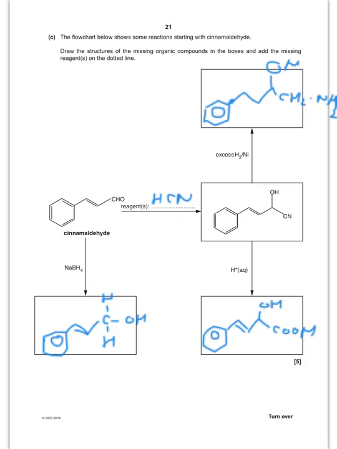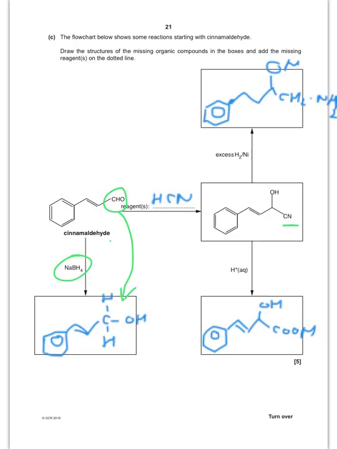Okay, so another page where we have to fill in the compounds. So this is all from synthetic routes. So first of all, let's have a look at this one. We are adding sodium borohydride, so that will reduce my aldehyde group to a primary alcohol, which I've shown there.